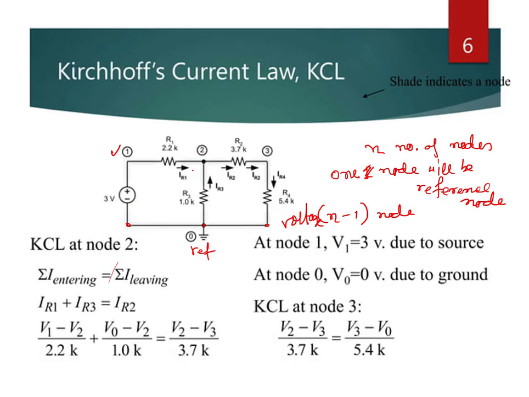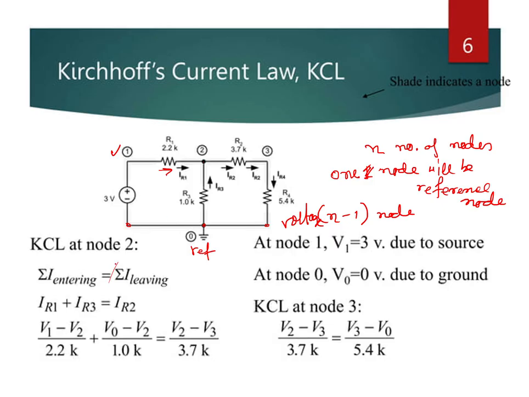Now suppose I take the current flowing from the left, node 1, to node 2, and the current flowing from the reference node to node 2, and the current flowing from node 2 to node 3. This is an assumption; you can take any direction when you write the KCL equations, but at the end of the day, if your equations are correct, you will get the same result.